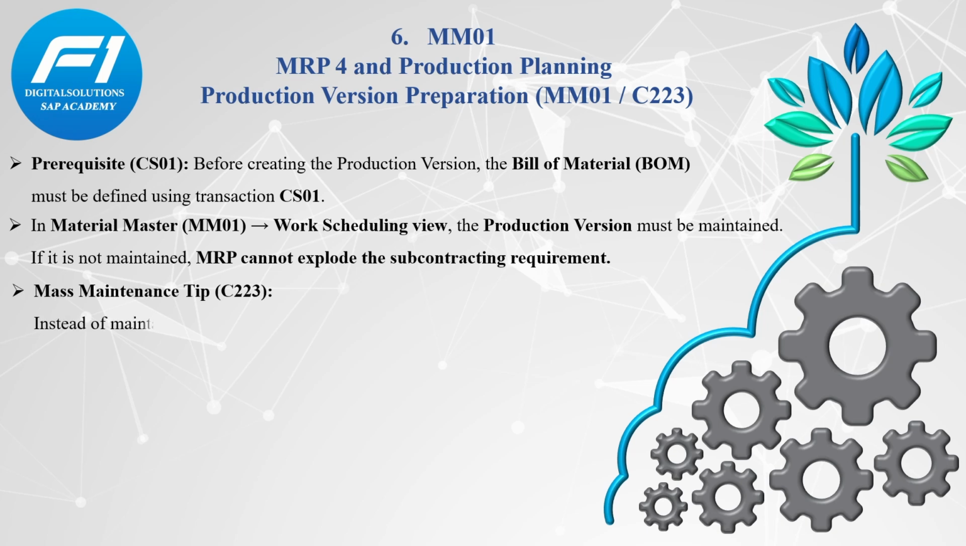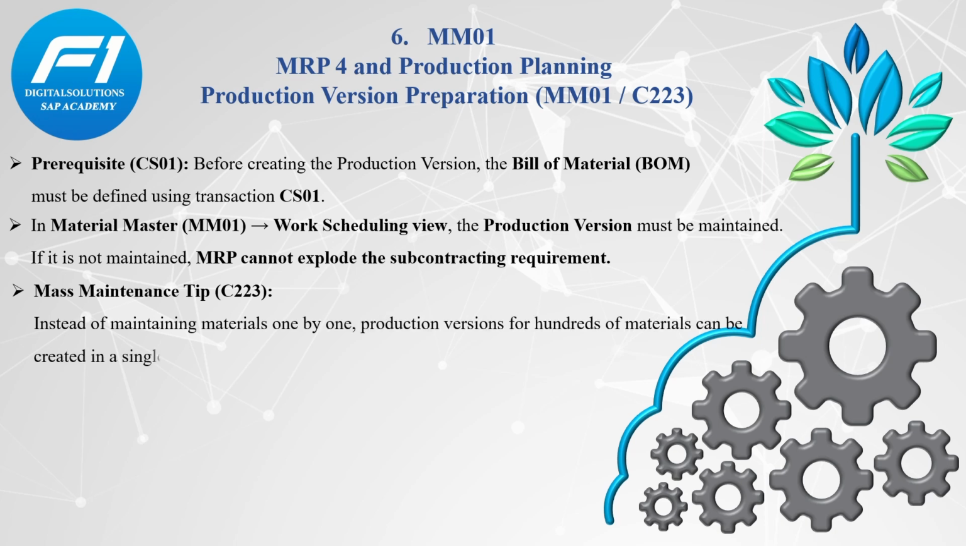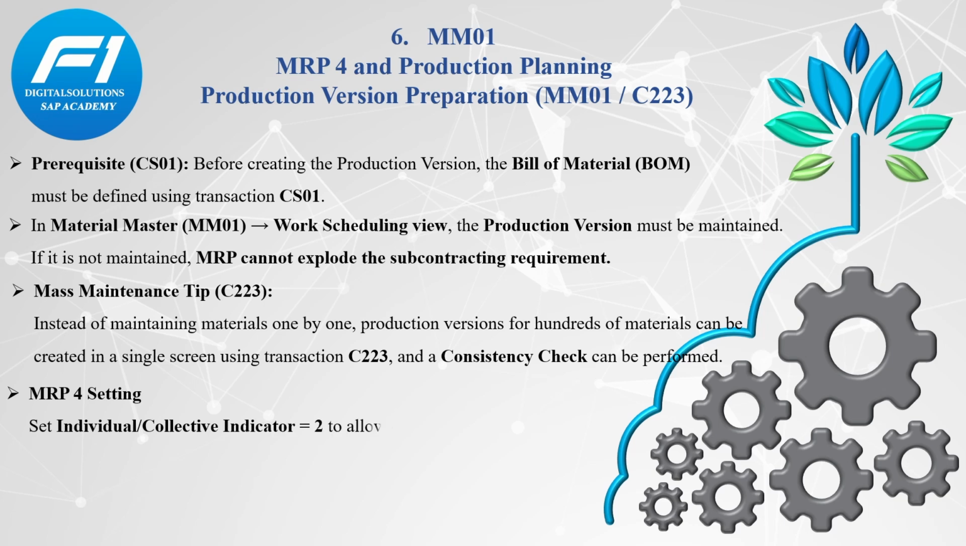Here is a pro tip. You can use transaction C223. You can create many production versions on one screen. And you can easily do a consistency check. Finally, let's look at the MRP 4 view. We must set the individual collective indicator. This allows consumption from our warehouse stock.